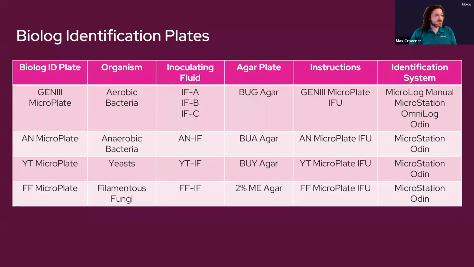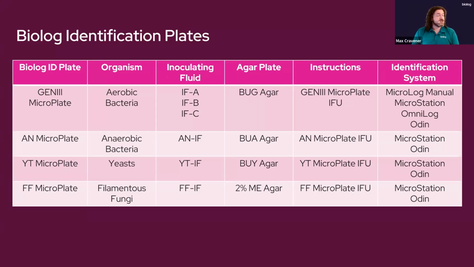So just to summarize the different varieties of identification plates, again, we have the Gen 3 plate, which is designed for aerobic bacteria. And we have 3 different protocols for this. However, most organisms will fall under protocol A. And anything that you want to identify with Gen 3 plates typically requires to be grown on our BUG plus blood agar in order to get it into that metabolic state that we need it to be in. And you can read these plates on any of our identification systems, the manual system, MicroStation, or on our older instrument, Omnilog, or Odin, our new instrument.